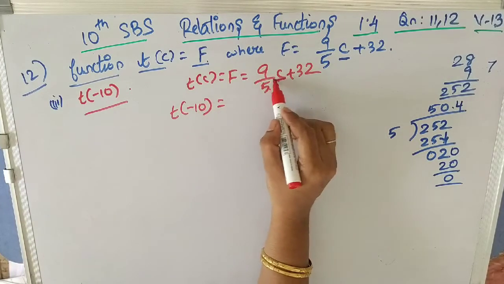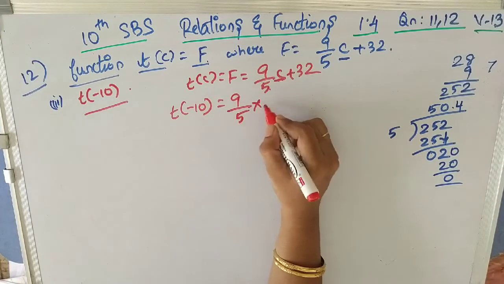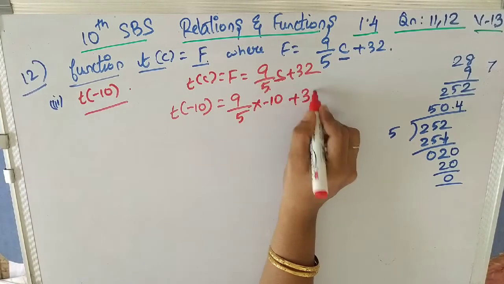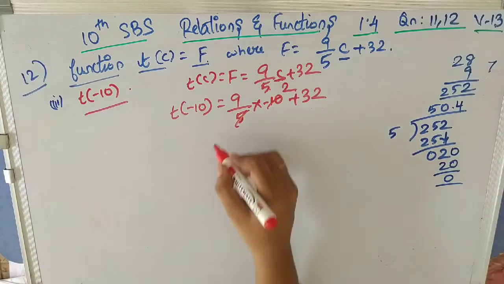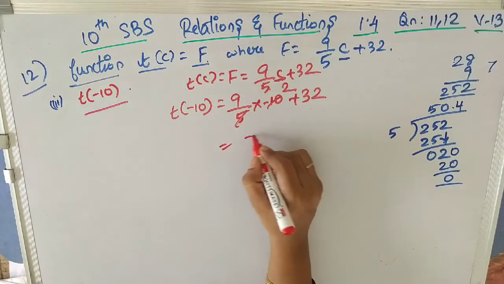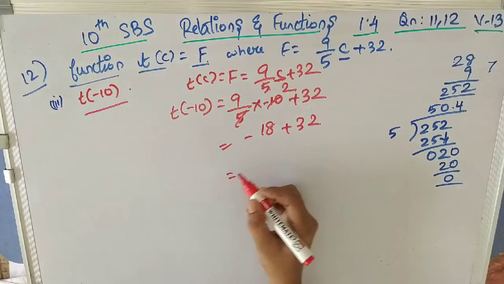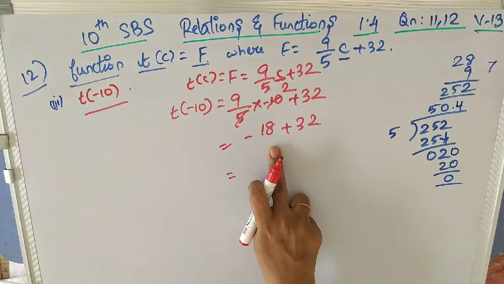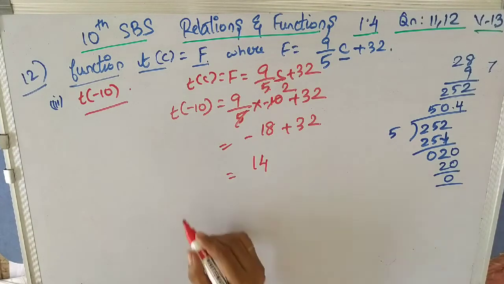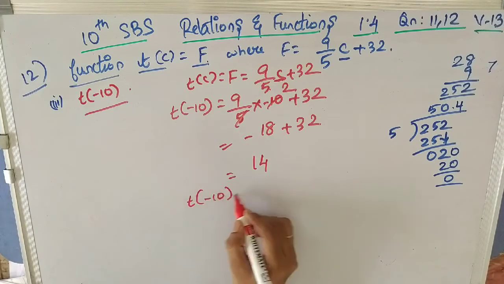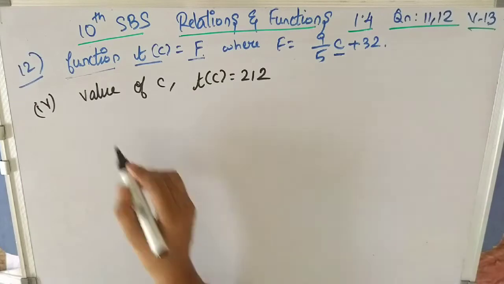So, in the place of C, I am going to write minus 10. So, 9 by 5 into minus 10 plus 32. Isn't it? So, 5 and 10 get divided and we get minus 2. So, 9 into minus 2 is minus 18, plus 32. Okay? So, minus 18 plus 32, what we get? 14. So, T of minus 10 is 14. Clear? Are you following me?